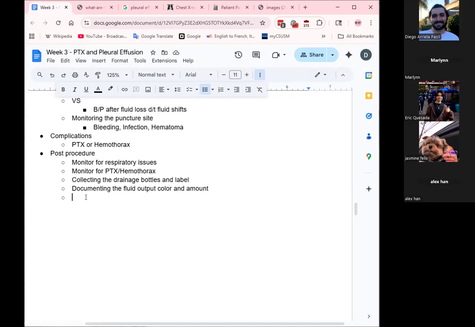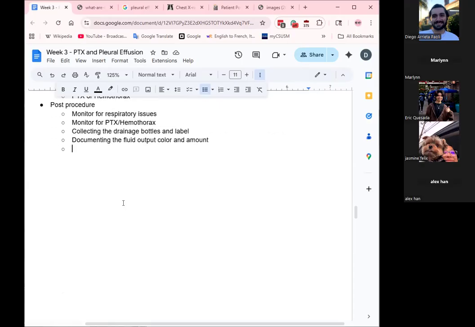And then Eric mentioned the positioning here. Positioning after the procedure is head of the bed up and then on the unaffected side. They usually say that's like the good lung down. So the patient lies on the unaffected side with head of bed up. And the easy way to remember is just good lung down.